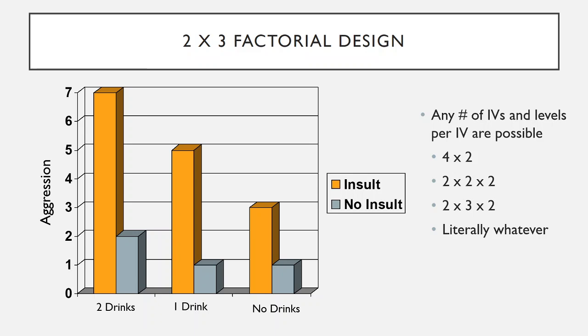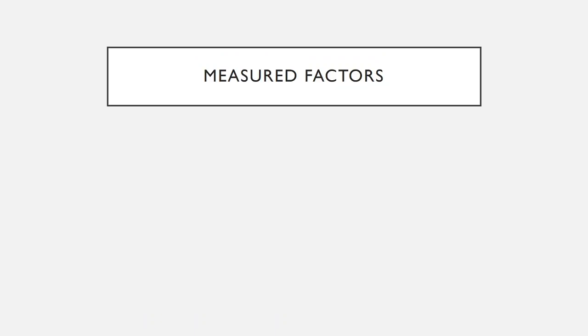So any number of IVs is possible. Any number of levels per IV are possible. Again, this can get out of hand real quick because the more complicated your design, the more complicated and logistically taxing your analysis and actually pulling off the research will be. But sky's the limit, party hard. A few more things I want to note in talking about factorial design, so you basically have all the understanding you need to think through your own examples.